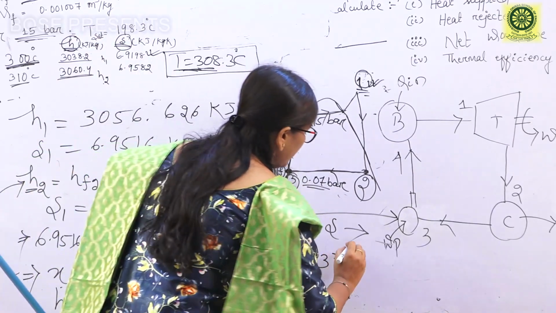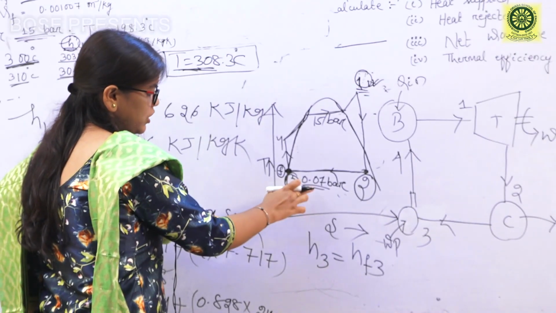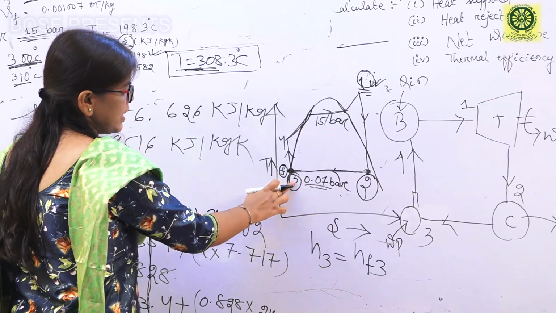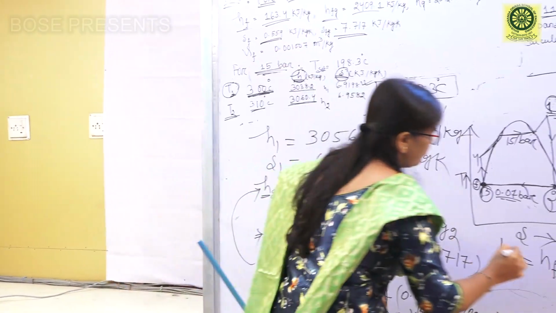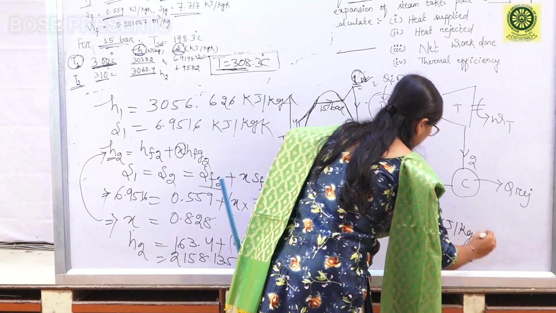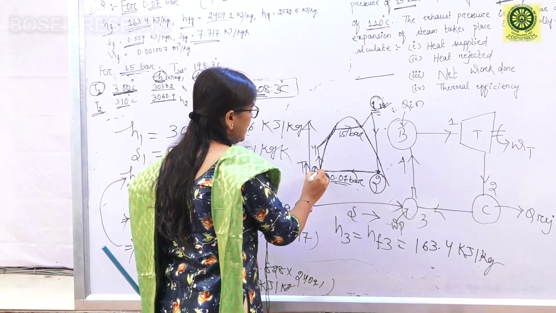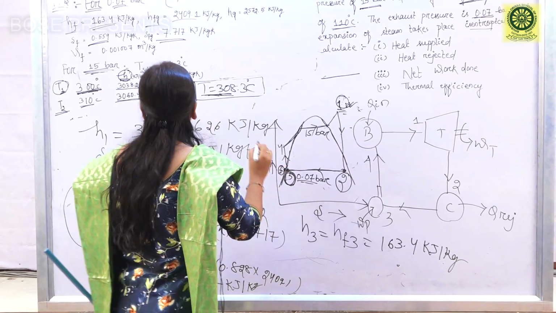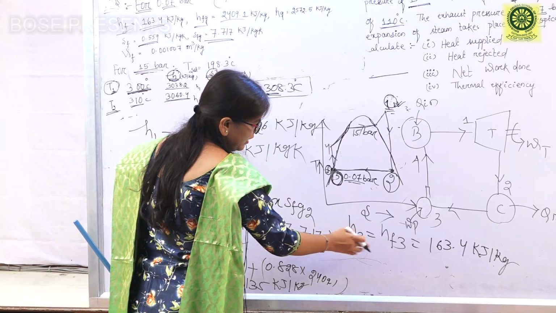So H3 will be how much? HF3. And point 3 is at how much pressure? At 0.07 bar pressure. So at 0.07 bar pressure, HF will be my H3. HF is 163.4 kilojoule per kg. So this is my H3. Remember that point 3 is on the saturated liquid line, that's why the F term indicates the values for this line. And similarly you have found H3.